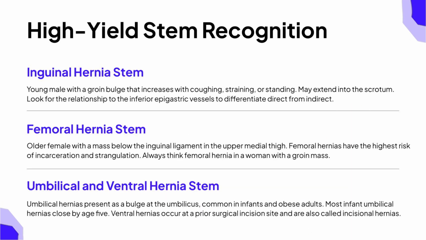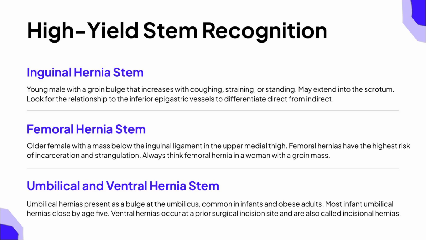Now let us talk about recognizing high-yield question stems. For inguinal hernias, the classic stem describes a young male with a groin bulge that gets bigger with coughing, straining, or standing. It may extend into the scrotum. The exam will often give you the relationship to the inferior epigastric vessels to test whether you can differentiate direct from indirect.